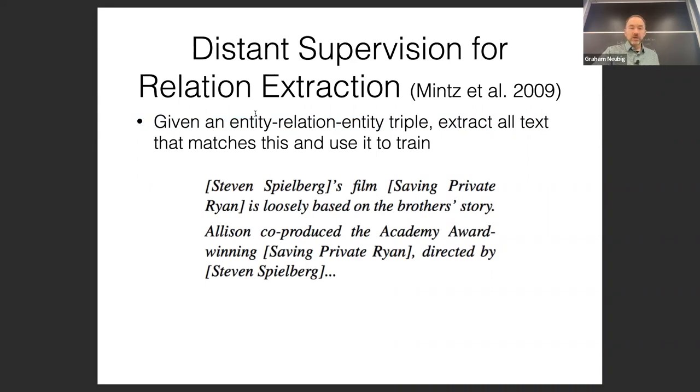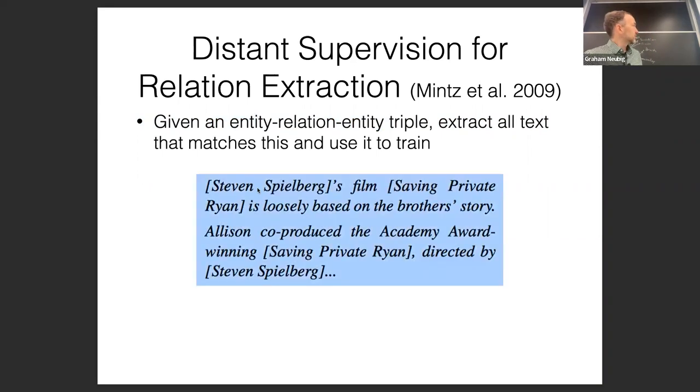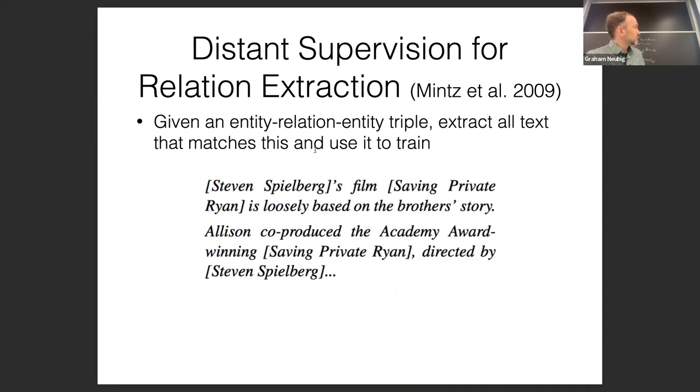So this is an example. Let's say we have Steven Spielberg and Saving Private Ryan, and the relation that we're optimizing for is Steven Spielberg director Saving Private Ryan. So what you do is you find all sentences that have Steven Spielberg and Saving Private Ryan, and you treat them all as positive training examples for this relation.